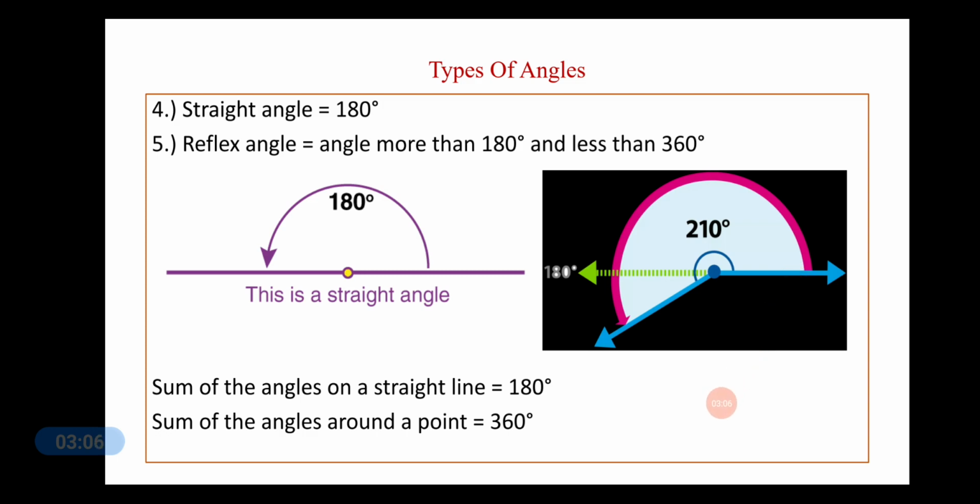So it is very important for you to understand that the sum of the angles on a straight line is equal to 180 degrees and the sum of the angles around a point is equal to 360 degrees. Based on this, you will have to solve certain sums.